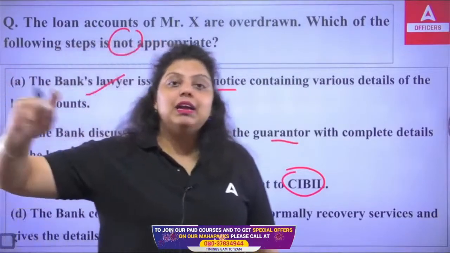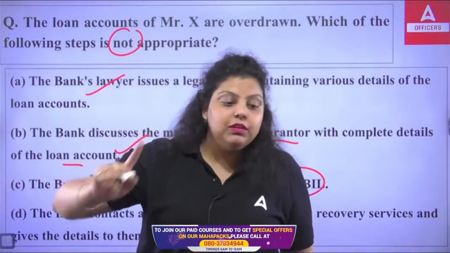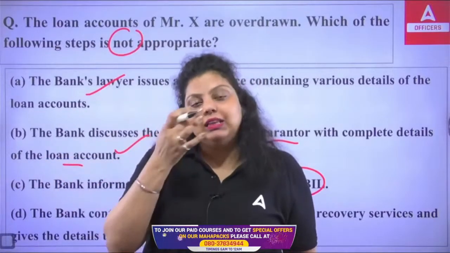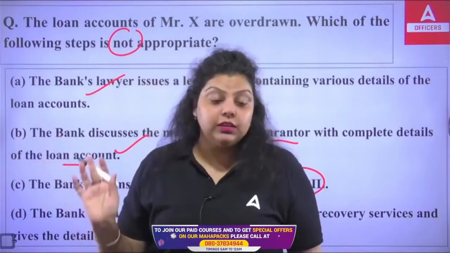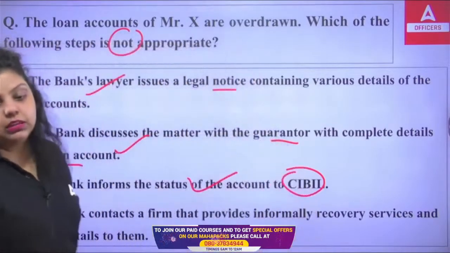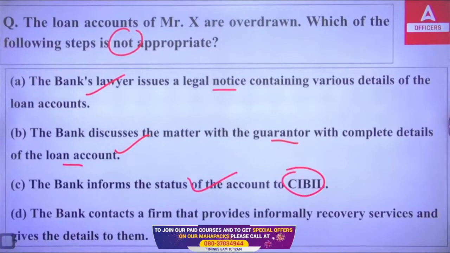So the bank informs the status of the account to Syllabus, obviously, so that if the customer goes to another bank and asks for a loan, Syllabus will be there to inform the bank that this customer has defaulted with another bank, so that the other bank will not approve the loan of the customer. This is also a right step.